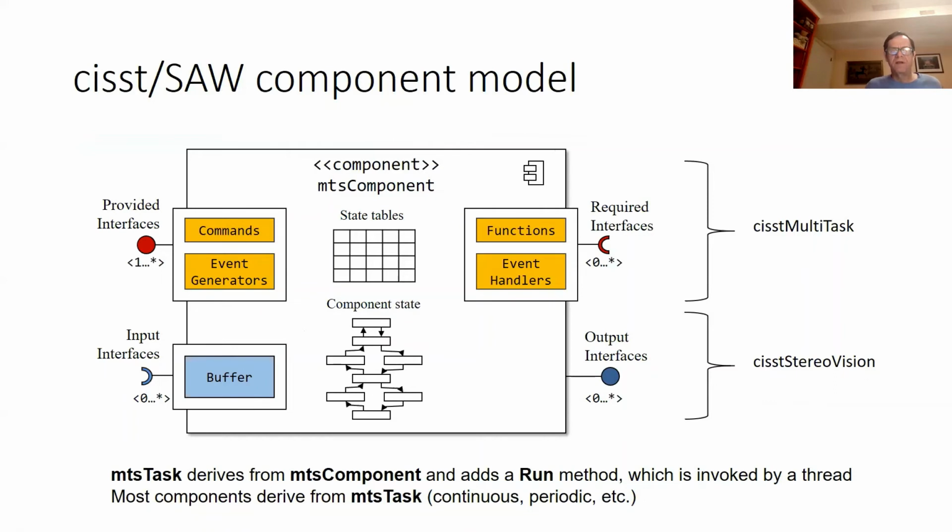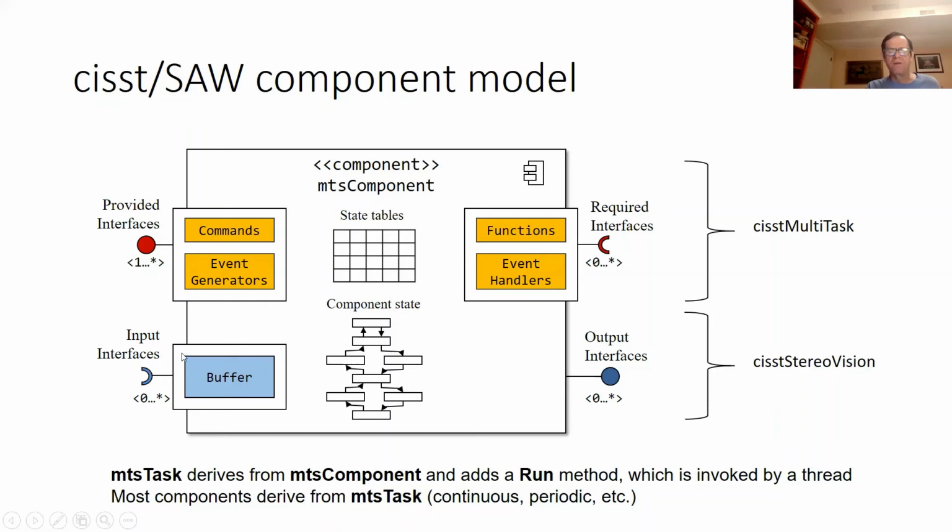So this is the component model that we have in cisst and SAW. As I've already described, we've got provided interfaces, which have the commands that you can invoke through this command pattern. There's also the possibility of generating events. And then on the required interfaces, we have what we call functions, which we use to bind to the commands, and then event handlers if there are any events coming in. I already mentioned the state tables. There's also a notion of state, what state the component is in, whether it's active or inactive. I'm not going to talk much about that now.